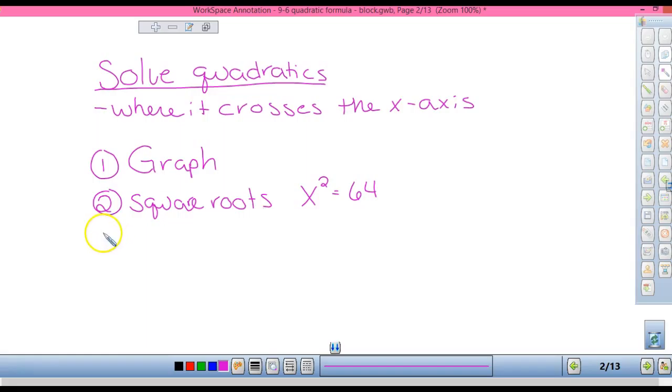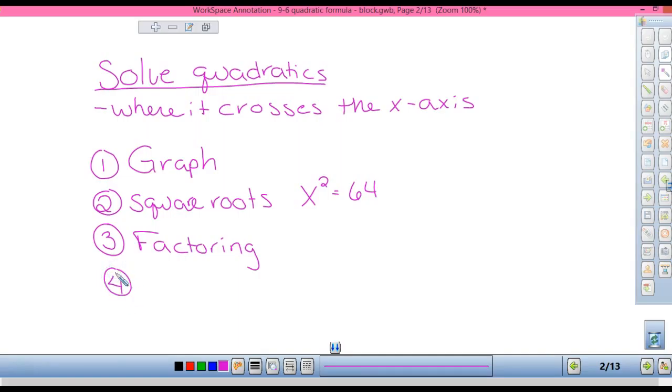Then what did we do? And this kind of went back to last chapter. You had to think back to last chapter in order to do it this way. Yeah, there we go. So then we factored it. Solved by factoring.